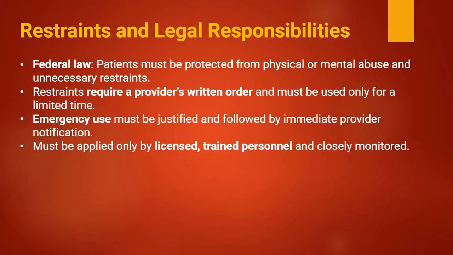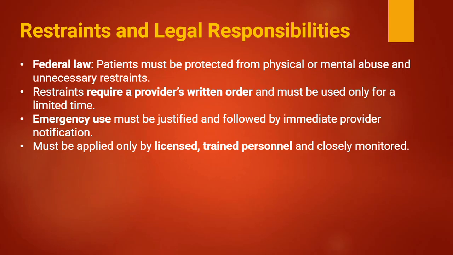When it comes to protective devices or restraints, the legal and ethical responsibilities for nurses are extremely serious. Federal and state laws, along with facility policies, exist to protect the patient's rights and to prevent any form of physical or mental abuse. These regulations are grounded in the Omnibus Budget Reconciliation Act, OBRA, of 1987, the Centers for Medicare and Medicaid Services, CMS, guidelines, and the Joint Commission standards.